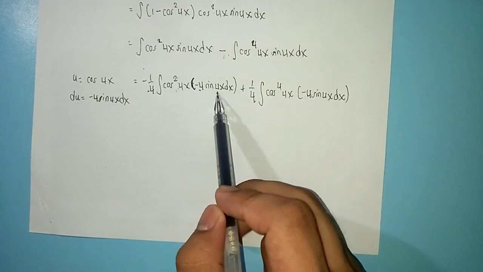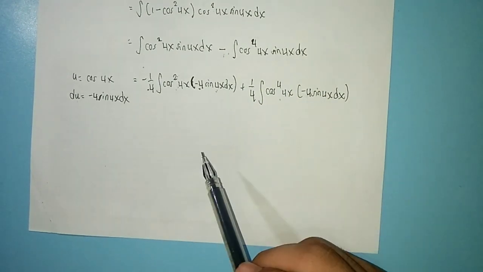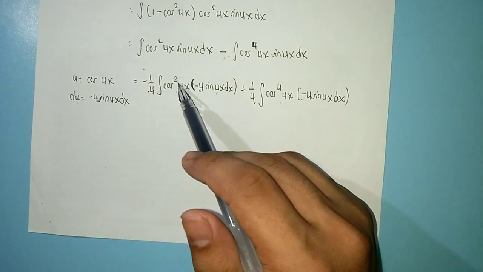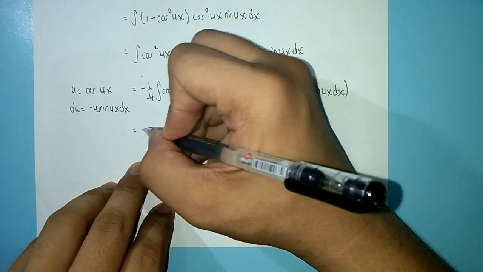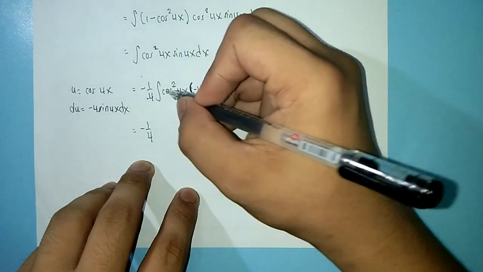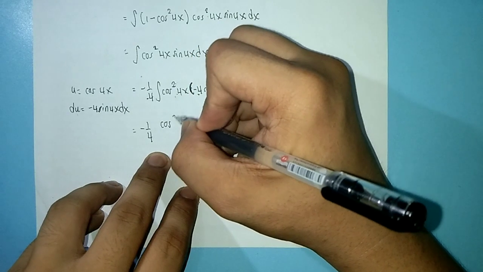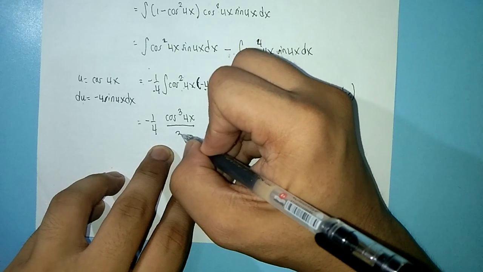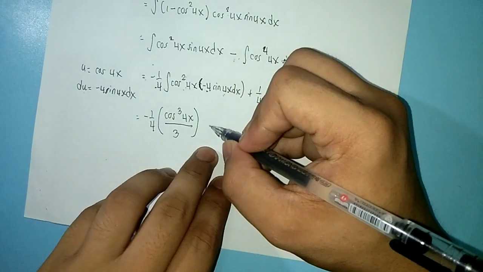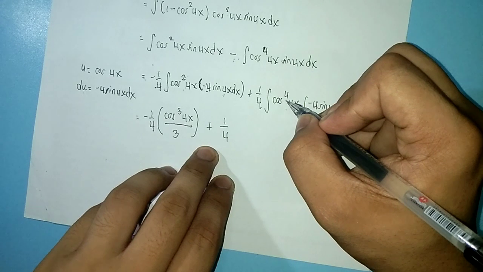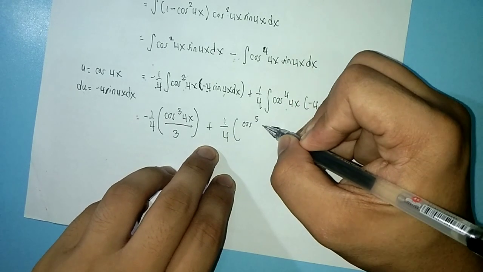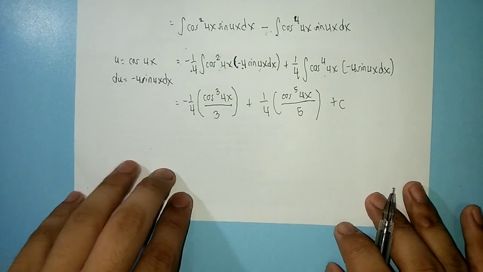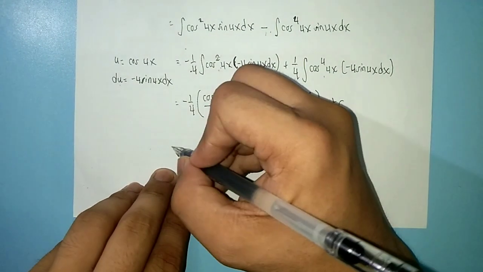Or u raised to 2 du. Ito naman u raised to 4 du. Okay, so punta tayo dun sa u raised to n du. Ang ginagawa natin dun, magpa-plus tayo sa exponent ng isa, no? So magiging negative 1/4, tapos cosine raised to 3. Okay, cosine 4x raised to 3 over 3. Okay? Plus 1/4. Ito naman cosine raised to 5 over 5. Then plus c. Okay, so ayusin natin. Ito negative 1 over 12.